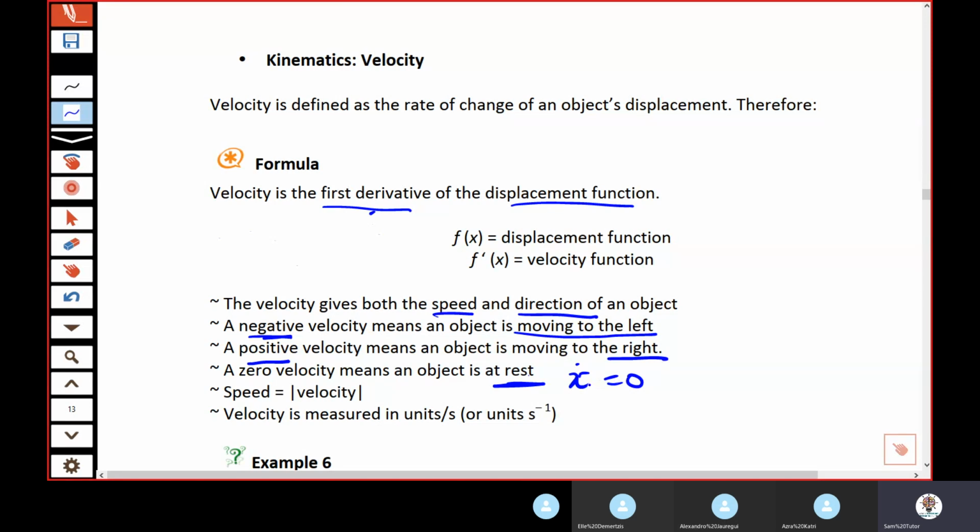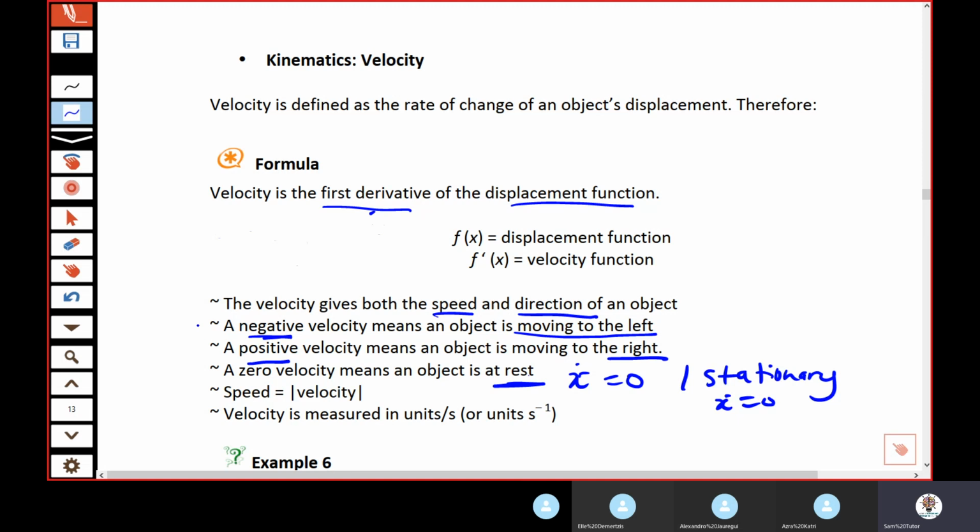So at rest means x dot equals 0. Initially means time equals 0. Stationary, which also means what? What does stationary mean? Doesn't y dash equal 0 for stationary points? So stationary also means it's at rest. So rest or stationary is also x dot equals 0, or y dash equals 0 if that's how you're comfortable with it.